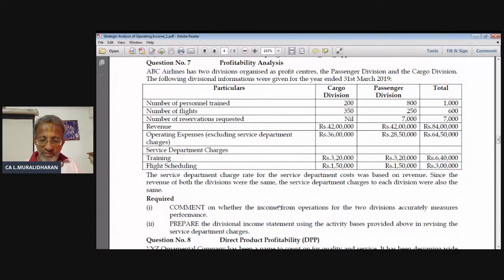Then comment on whether the income from operation of the two divisions accurately measures the performance. The answer will never be in the positive. We have to say that it is not correct. So now let us know how to proceed.